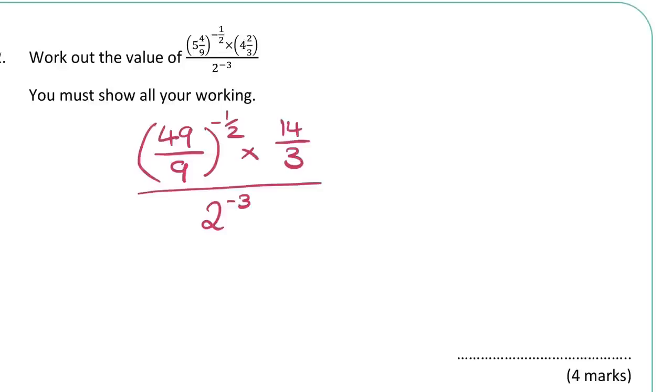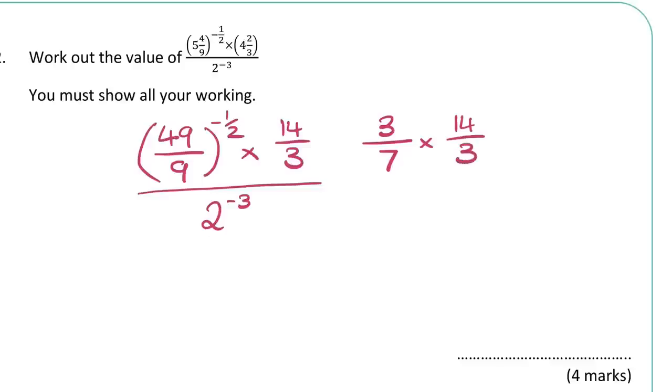So 49 over 9 to the power of minus a half, well, that is the reciprocal with the negative, and then the square root of both. So we need to flip them over and square root them. So 9 square rooted and on the top would be 3. 49 on the bottom, square rooted, would be 7. And we're timesing that by 14 over 3. There we go, it's not actually too bad.